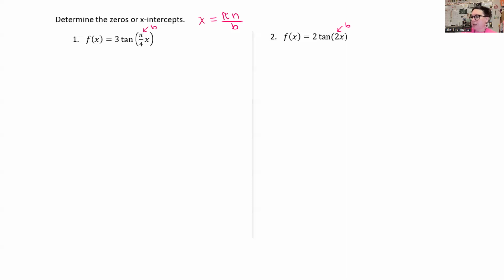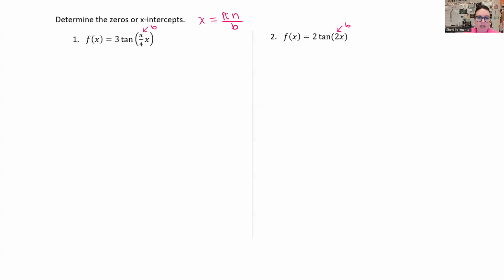So the b helps you find a lot of things. It helps you find the period. It helps you find the vertical asymptotes. It helps you find the zeros. It's a lot of useful information for your graph. To find my x-intercepts or my zeros, I think the homework has you find zeros, but the quiz has you find x-intercepts. So you need to know that those words are interchangeable.